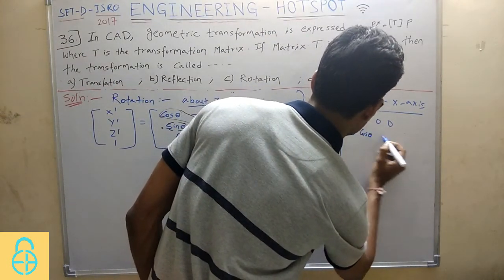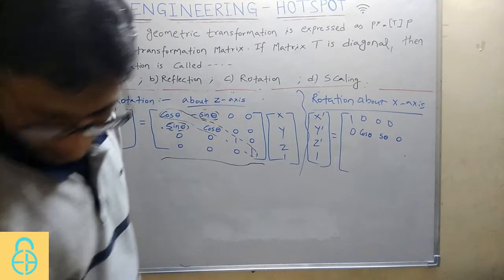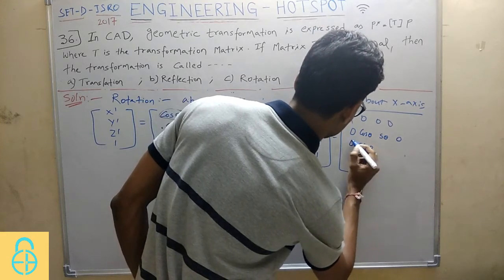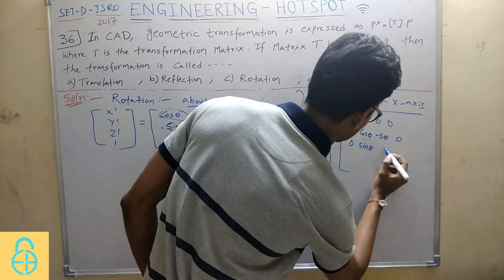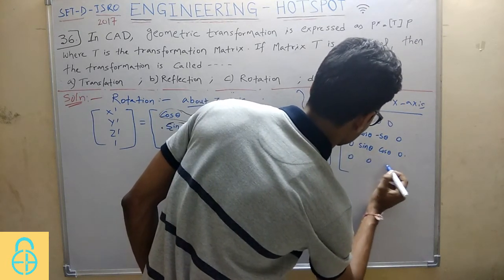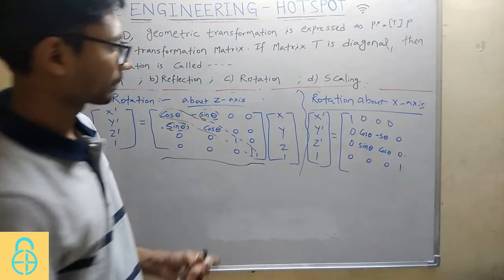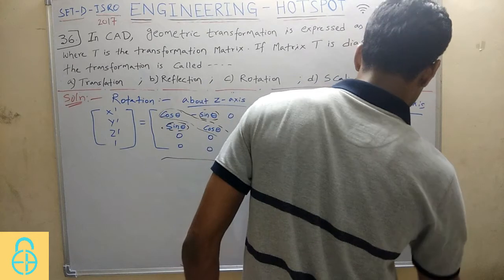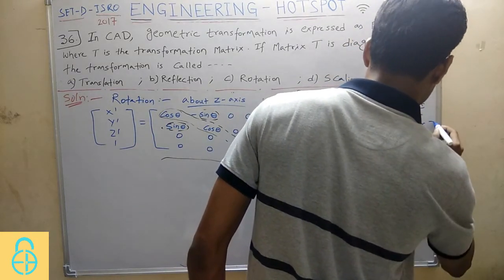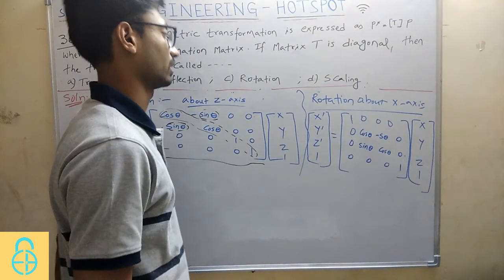This is cos theta sin theta 0. This is 0 sin theta. Here it is minus, okay. This is cos theta 0, 0, 0, 0 and 1. This is x, y, z and 1. So this is also not a diagonal matrix, you can see.